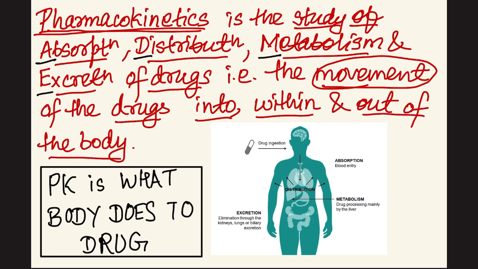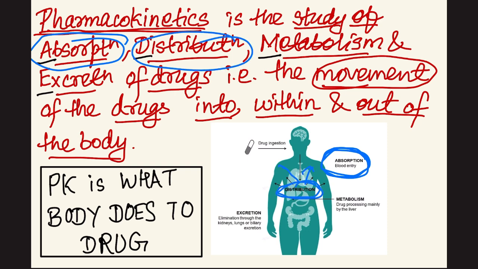Let's describe this definition. There are four processes involved in pharmacokinetics, that is absorption of the drug. Suppose we are taking a drug by the oral route. Then first absorption occurs, that is the drug enters into the systemic circulation. That is called absorption. Following that, it is getting distributed to the different parts of the body. That is called distribution.